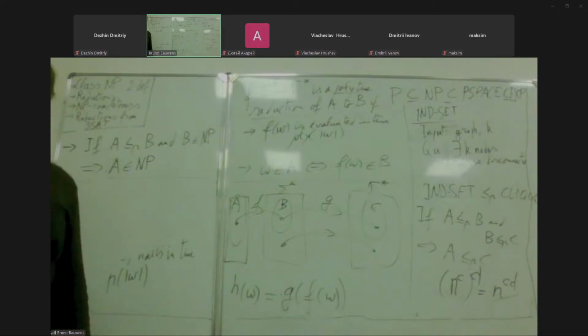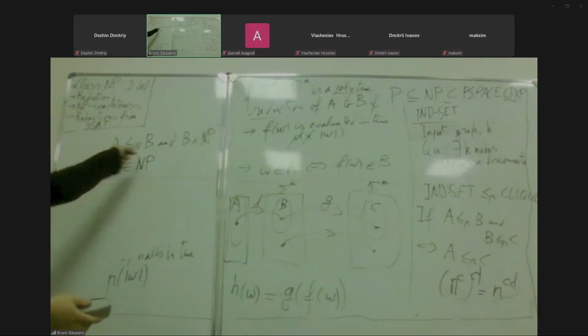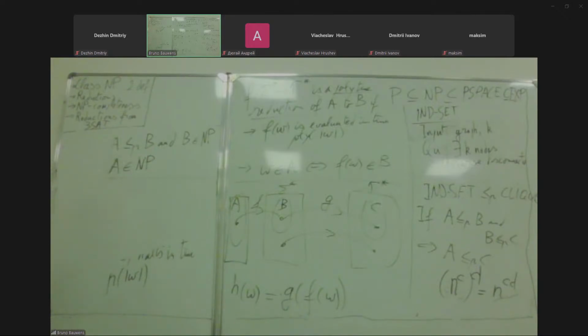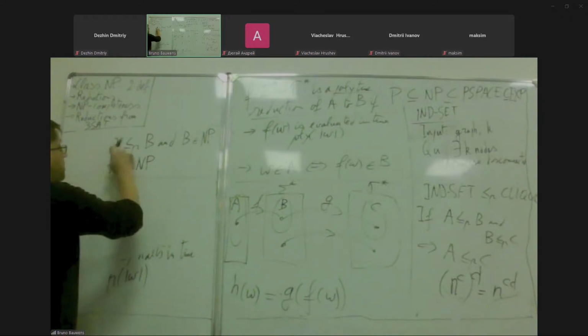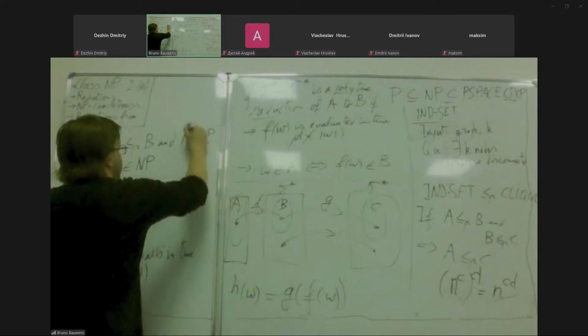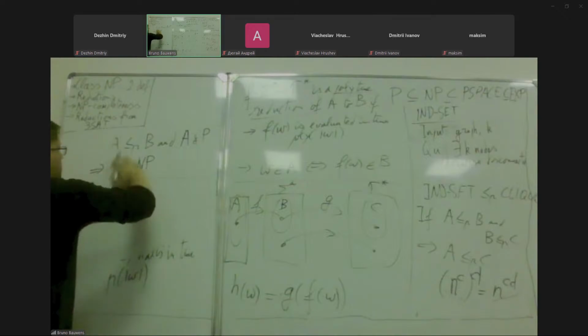That's enough properties. Now let's do a less trivial example of reduction. Let's go back to binary integer programming. By the way, you can also use this to prove the contrapositive. You can use reductions to prove that a certain problem is, for example, not in P: if A reduces to B and A is not in P, then we conclude that B is not in P.